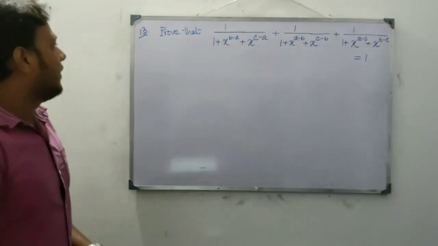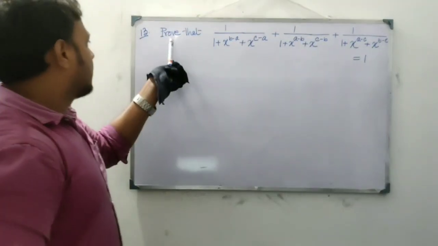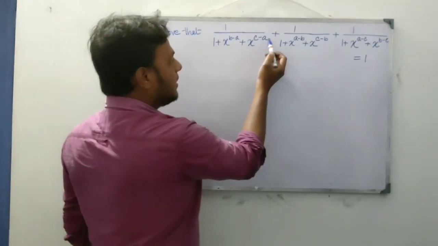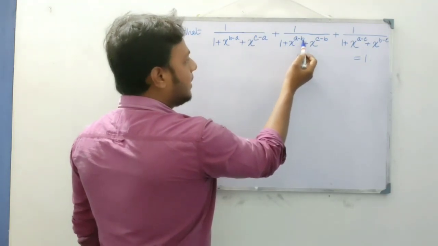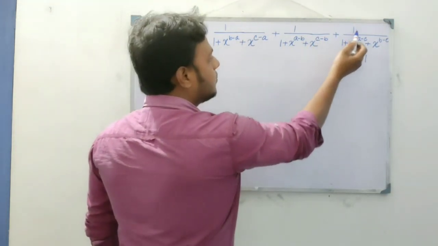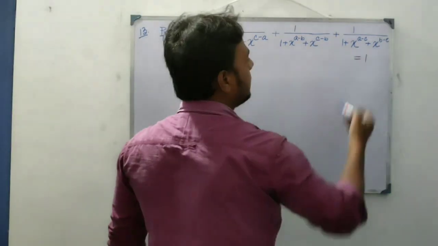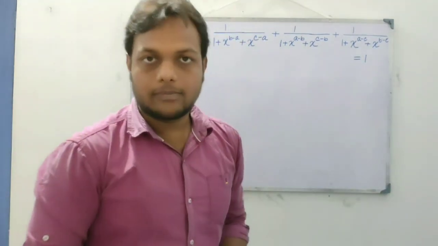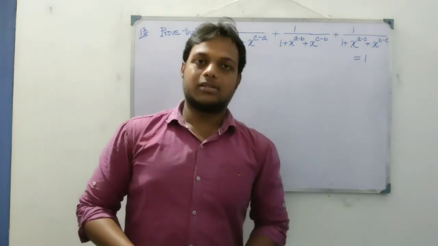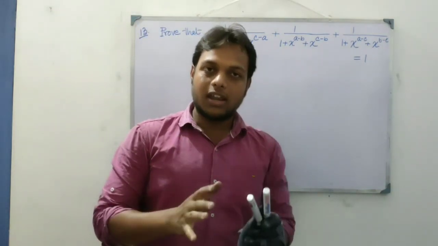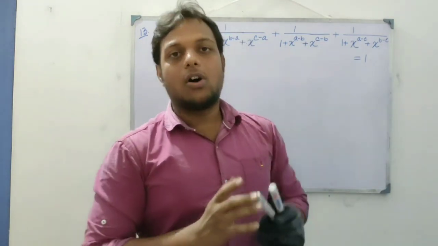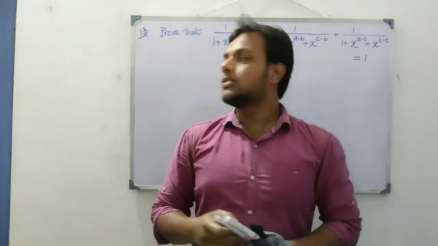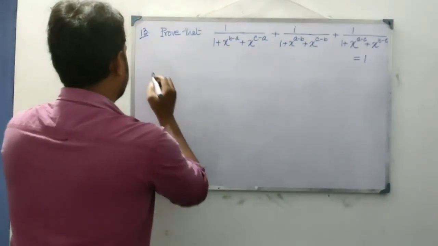Next, problem number 30. Read. Prove that 1 by 1 plus x to the power b minus a plus x to the power c minus a, plus 1 by 1 plus x to the power a minus b plus x to the power c minus b, plus 1 by 1 plus x to the power a minus c plus x to the power b minus c. The addition value will be 1. Okay, so easily we can prove it. Always you have to try to apply the law of indices. Okay, how to apply? See the solution.